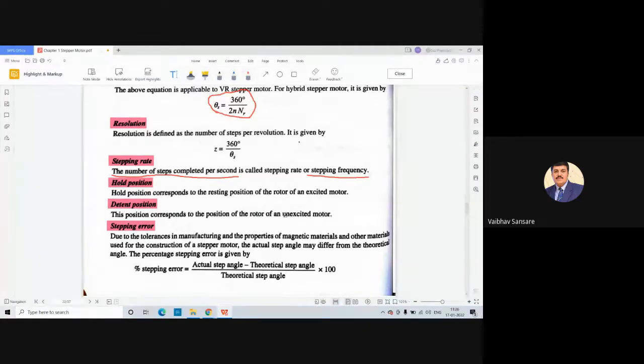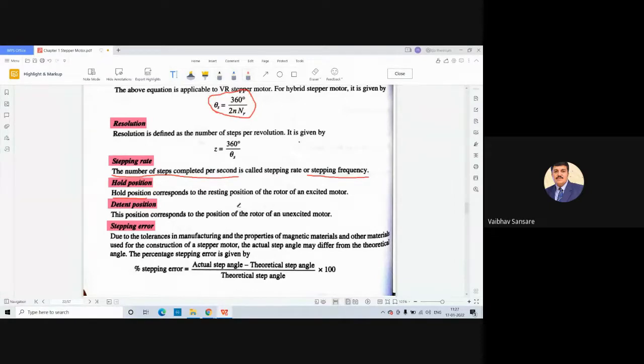So the first position is hold position. How do we define this hold position? Hold position generally corresponds to the resting position of the rotor of an excited motor. That means when we excite the stator of a stepper motor, whatever resting position of that rotor is there during this excitation phase is generally termed as the hold position of the stepper motor.